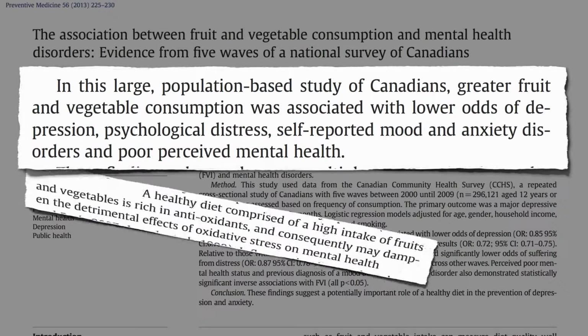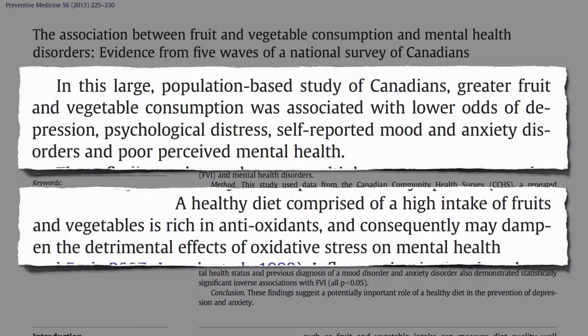They conclude that since a healthy diet comprised of a high intake of fruits and vegetables is rich in antioxidants, it may consequently dampen the detrimental effects of oxidative stress on mental health. But that was just based on asking how many fruits and veggies people ate.